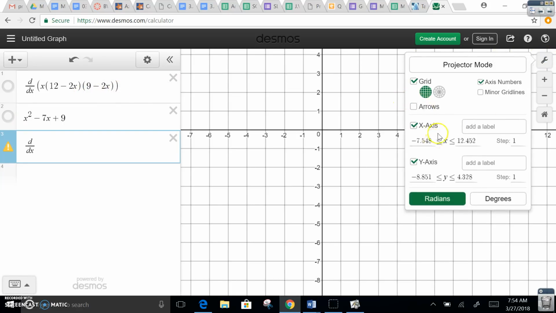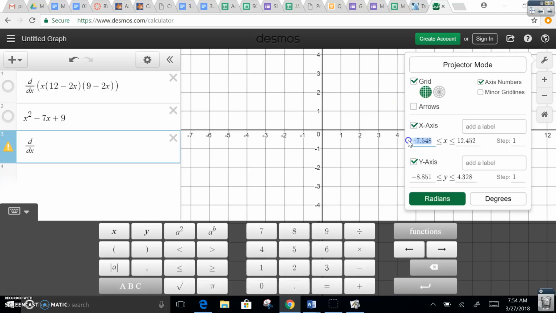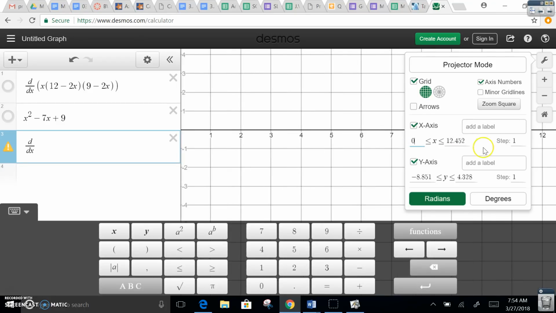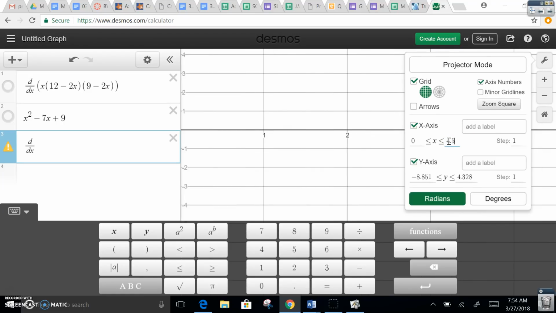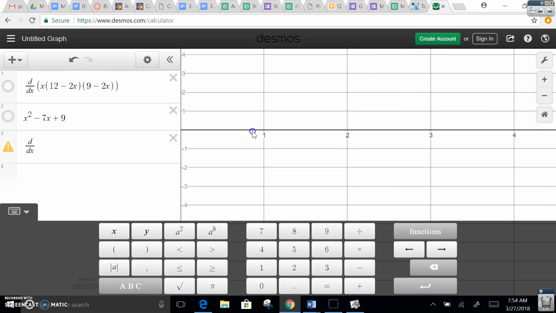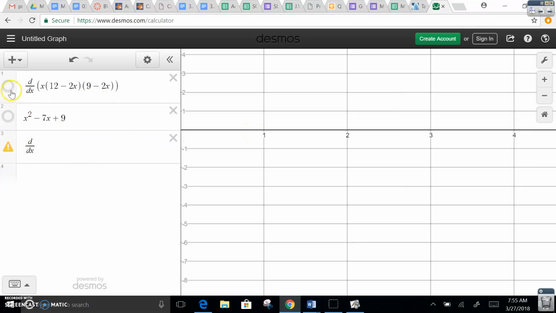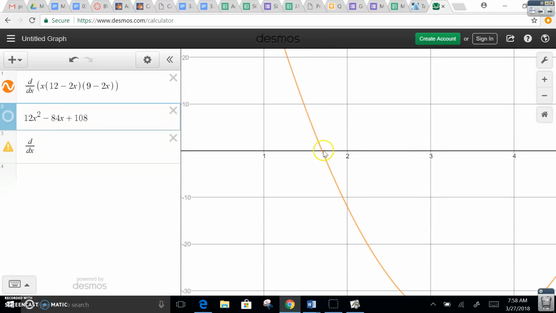I'm going to go to my settings, and it says x-axis negative 7.5. I'm just going to put 0 because I know that my smallest answer would be 0 and my biggest answer would be 4.5. In your calculator, that would be your x-min and your x-max. All right, and I just did that because I know that I don't care about anything besides that. All right, I'm going to go ahead and graph this function. It's not going to graph the volume. It's going to graph the derivative. Okay, and I see that I have one critical point right here.